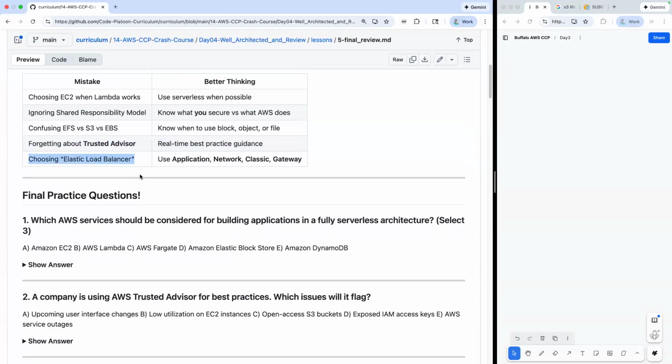Elastic load balancer. There are some different kinds of load balancers. We haven't gone into them. Really, again, the best way to do this is you just do a bunch of practice quizzes, and when you're done, you look up the things that you don't know, and then you see them again.